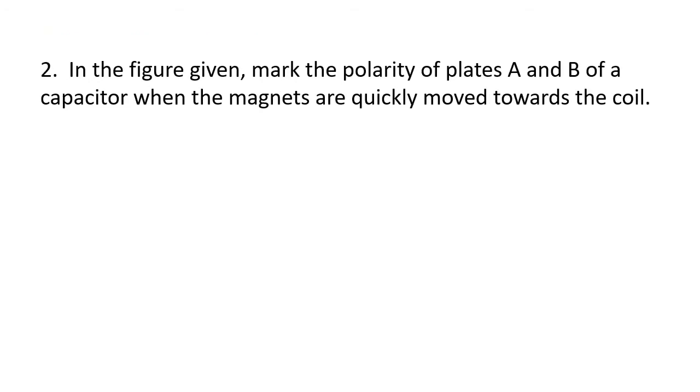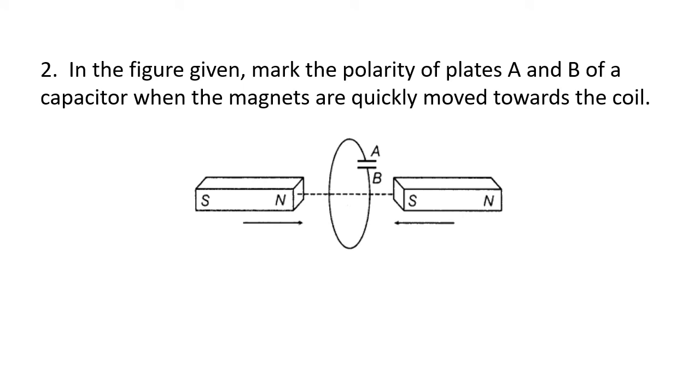One more question. In the given figure, mark the polarity of plates A and B of a capacitor when the magnet or magnets are quickly moved towards the coil. So this is the diagram. Just observe, both the magnets are coming towards the coil. Here north pole coming towards, here south pole coming towards the coil, and the coil ends are connected to capacitor plates A and B. Just imagine A and B are out to the display, and this curved part is the back side of the display, this is the front side of the display, and this entire area is facing, for example, the north pole.